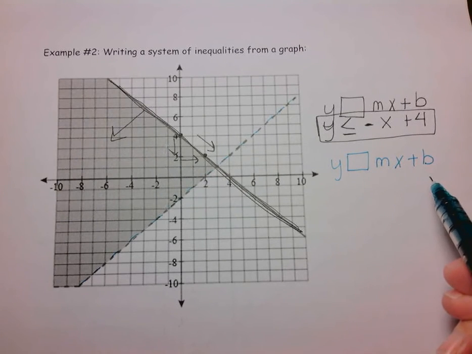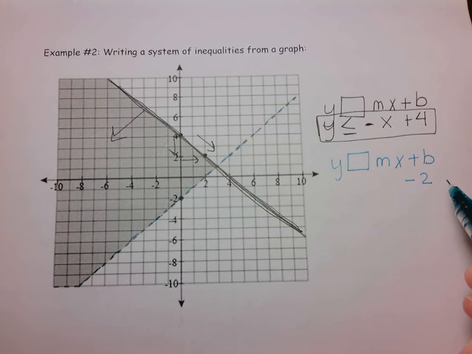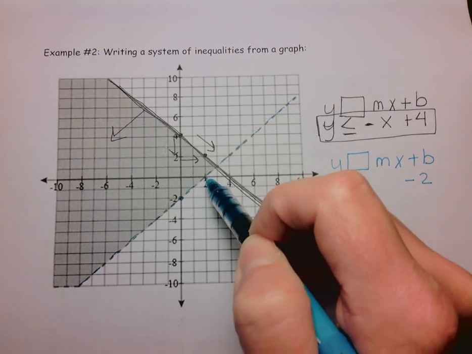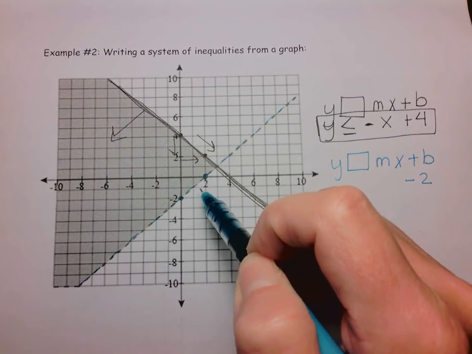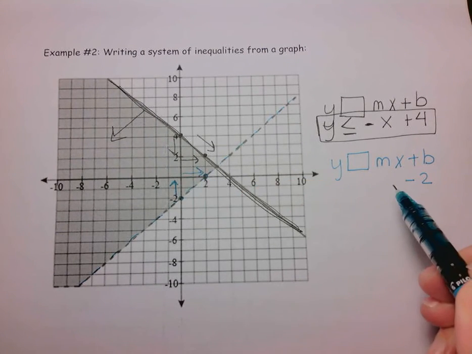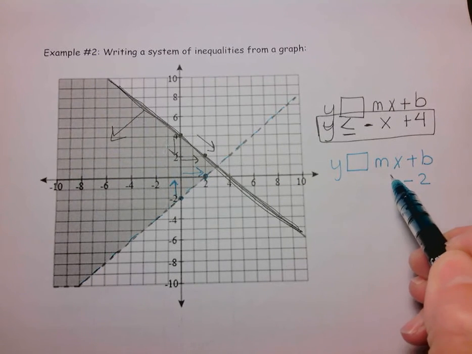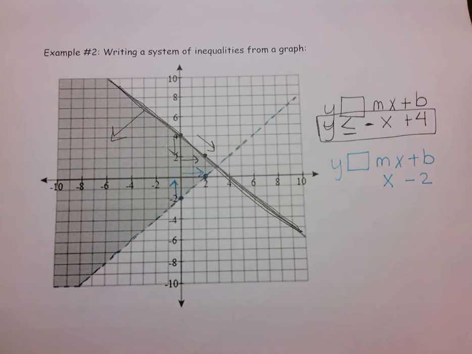What's my y-intercept? My y-intercept is at negative 2. I've got a positive slope, and what's my slope? Well, to get from one point to the next, what am I doing? I'm going up 2 over 2, so my slope is 2 over 2, or I can say 1 over 1, or just 1. So I can say 1x is my slope.